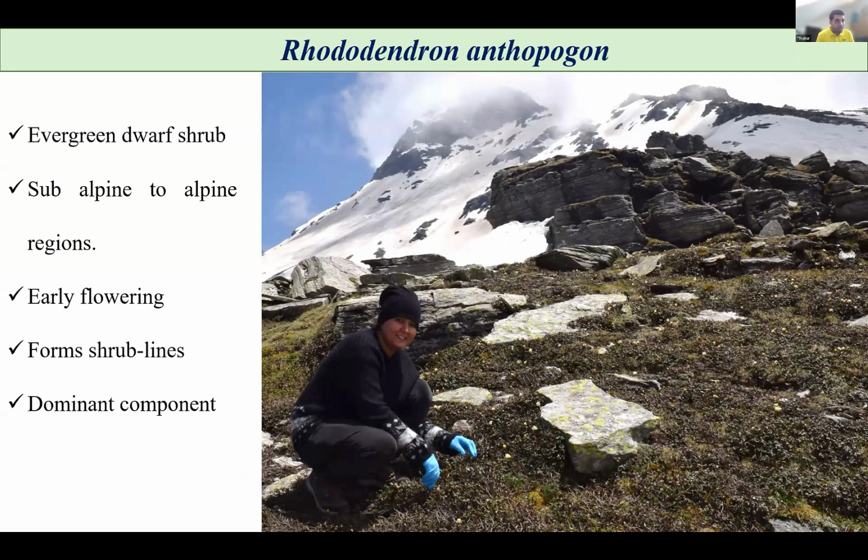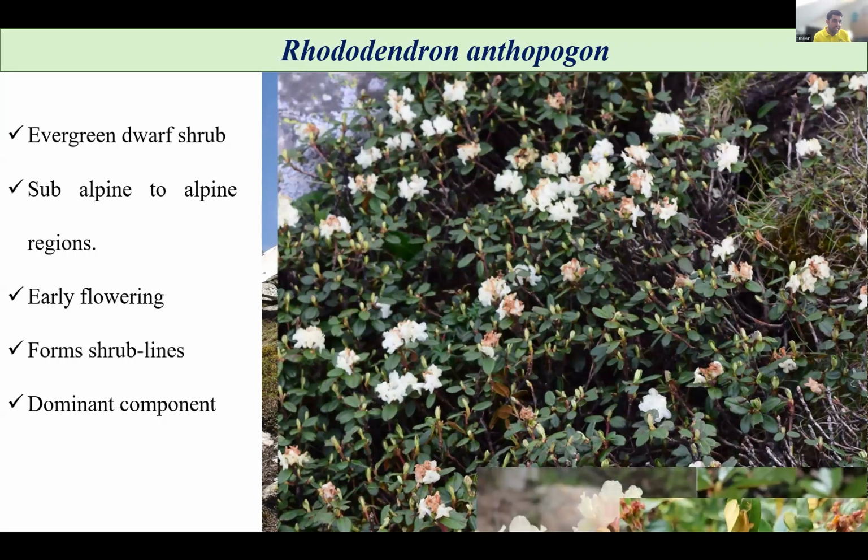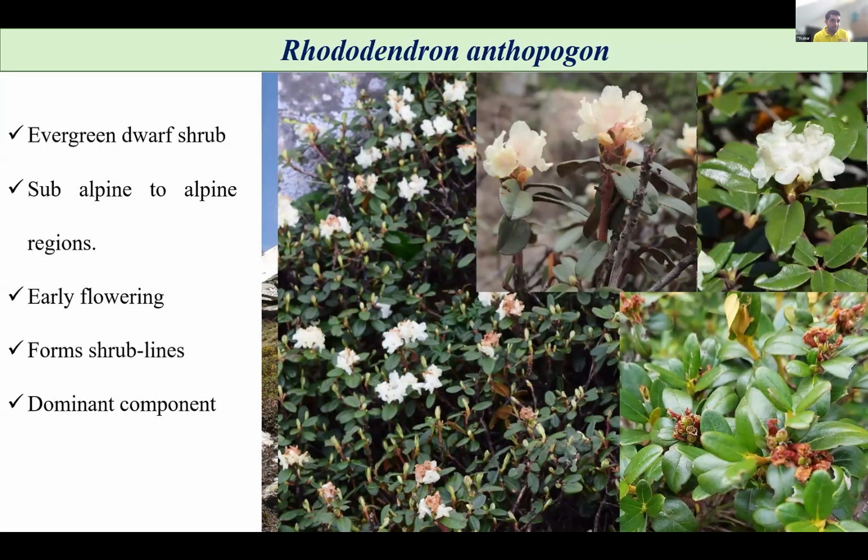One important thing about Rhododendron anthopogon is that it is one of the woody species occurring at the highest elevations in the western Himalayas. It forms the climatic shrub lines, which makes it an even more interesting species to see how climate change is affecting rhododendrons. It is also the dominant component of this alpine vegetation. Here is one more closer image, and even closer, where we can see it flowering and fruiting.